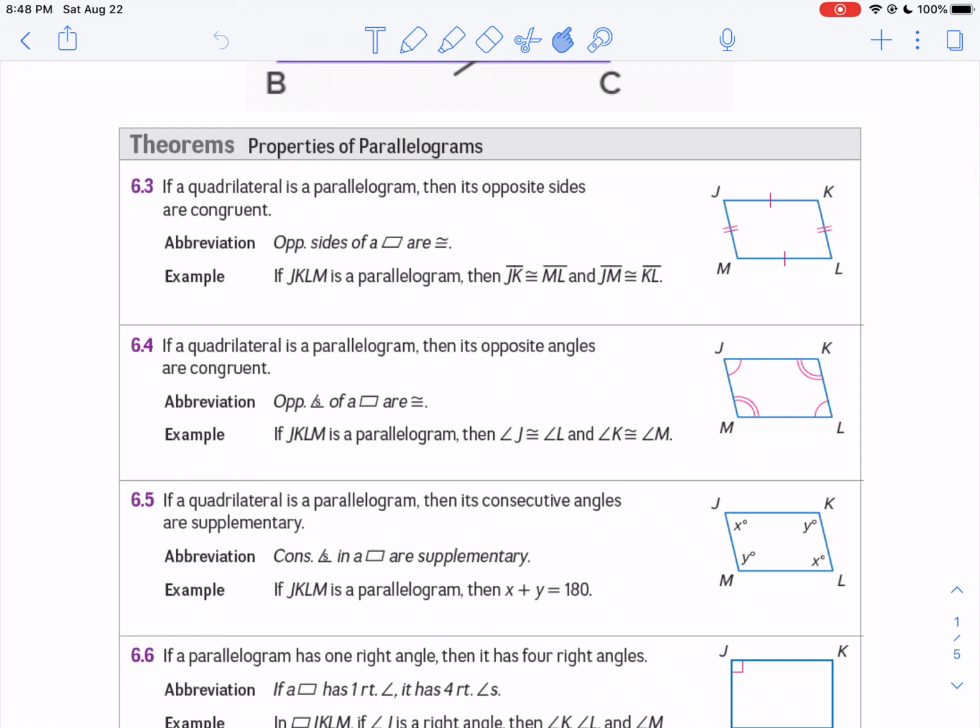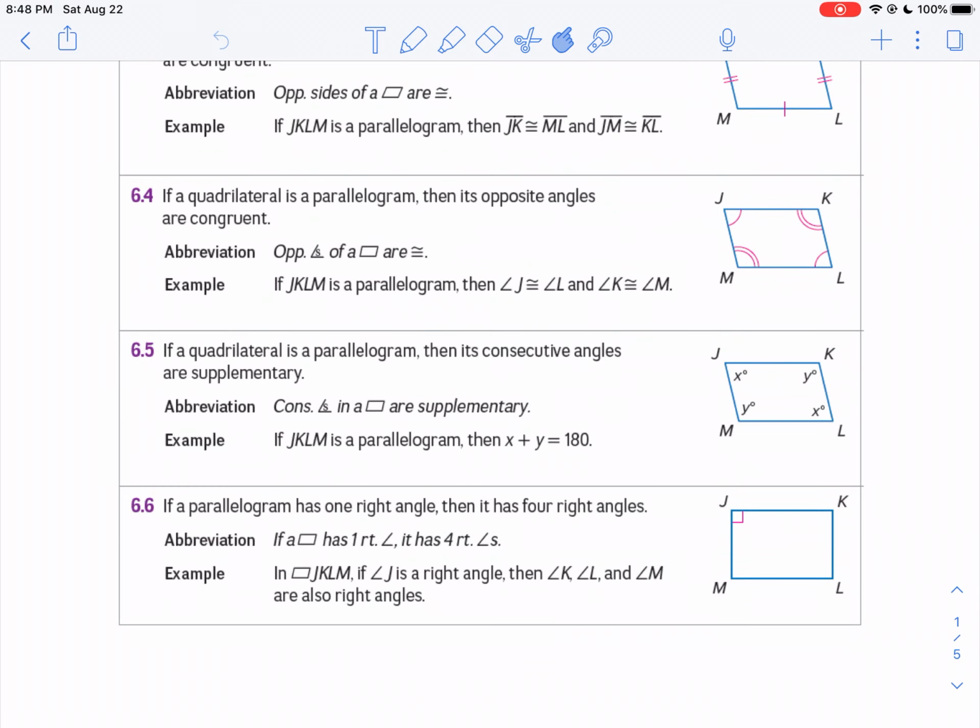We're either going to prove it, or it has been proved, or it might show up as part of your assignment. If you have a parallelogram, you know both pairs of opposite sides are congruent. We know both pairs of opposite angles are congruent. We know that the angles that are adjacent are supplementary. And if it has one right angle, all the angles are right angles.